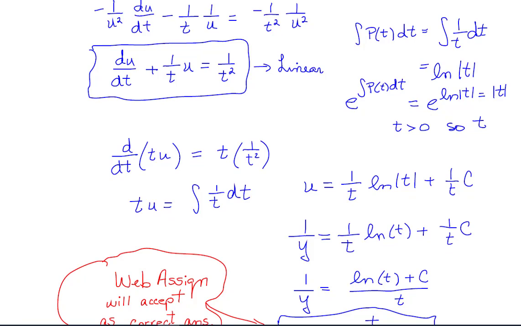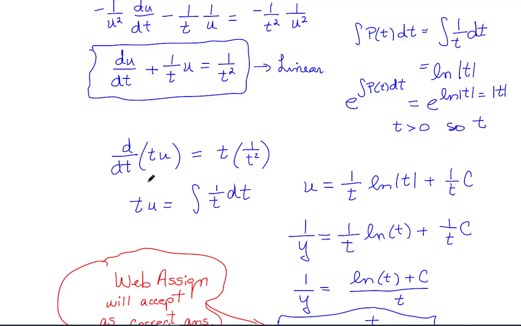So P of t is 1 over t. The integral of this is ln of t. So e to the ln absolute value of t. But again, we're considering this for t's bigger than 0. Can't have 0. So that just gives me t. So the left-hand side is using that as my integrating factor.